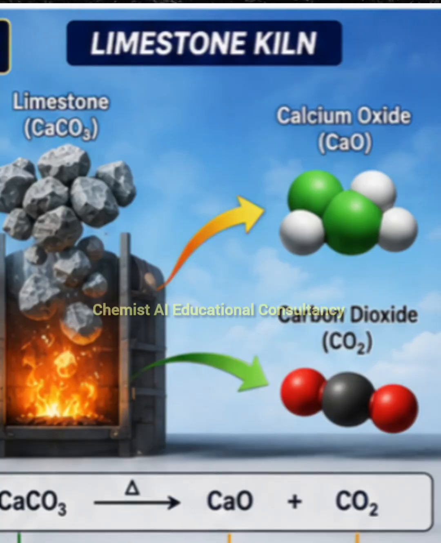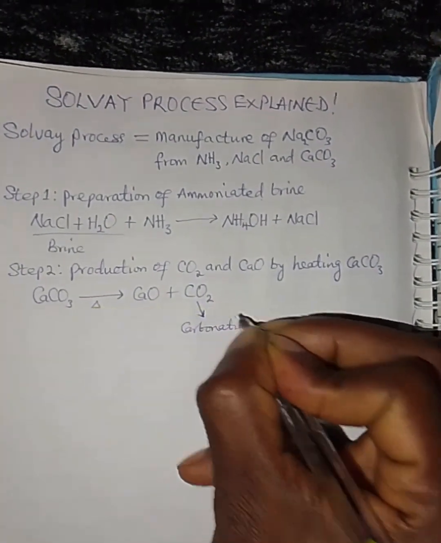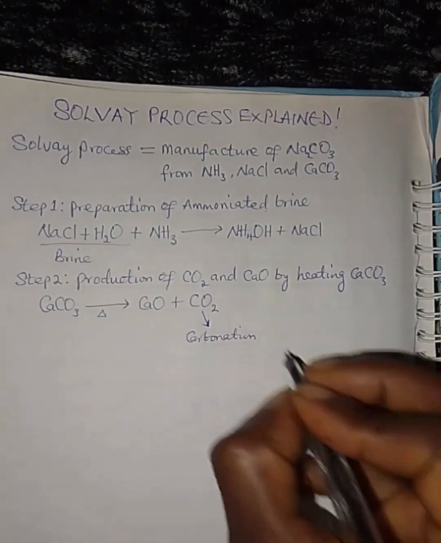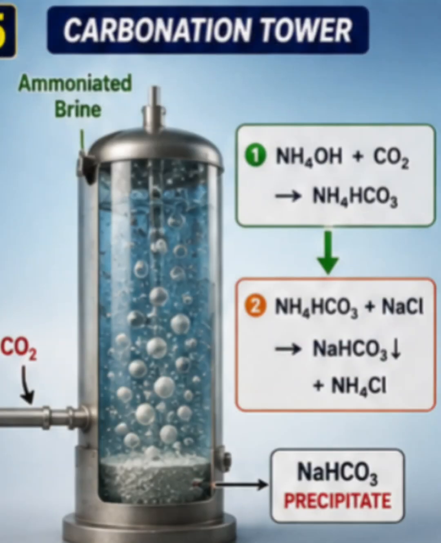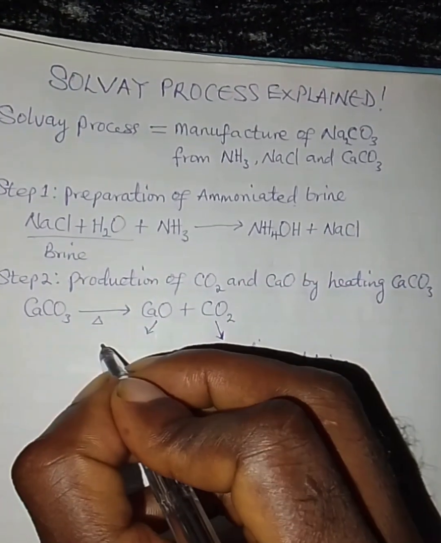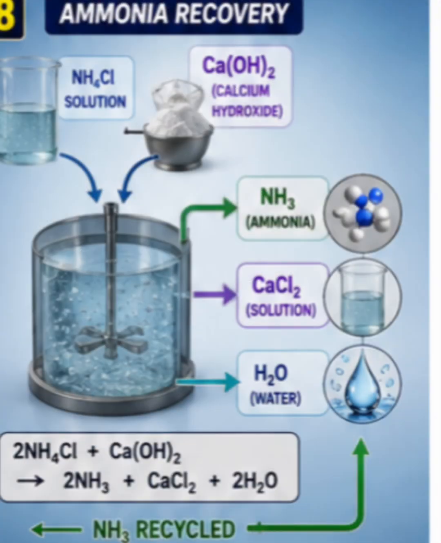And I think it is very important to note the functions of calcium oxide and carbon 4 oxide respectively. Carbon 4 oxide is used for the carbonation of the ammoniated brine. The product formed during the ammoniation of brine is reacted with carbon 4 oxide for carbonation, while calcium oxide is used for the recovery of ammonia, because ammonia is an important raw material. It has to be recovered for another Solvay process.